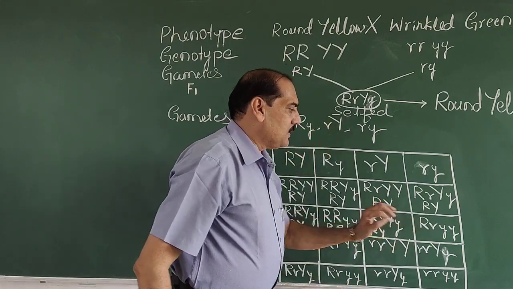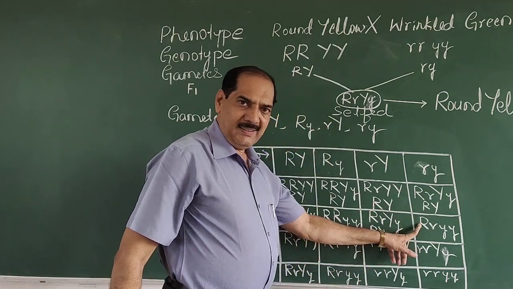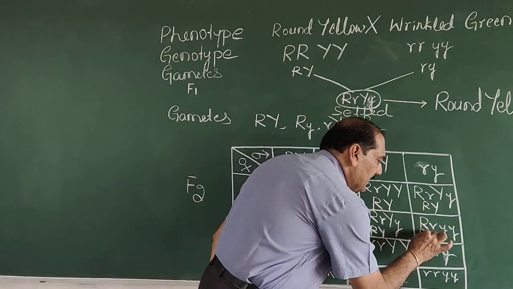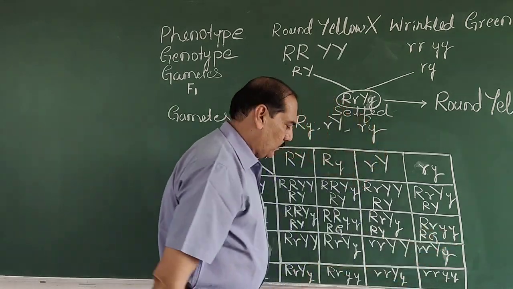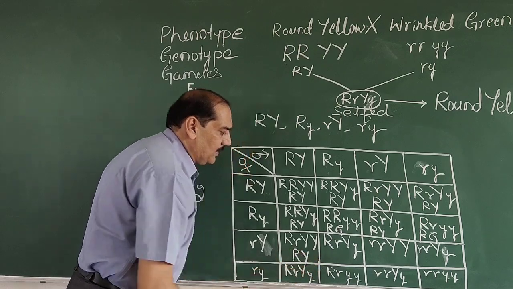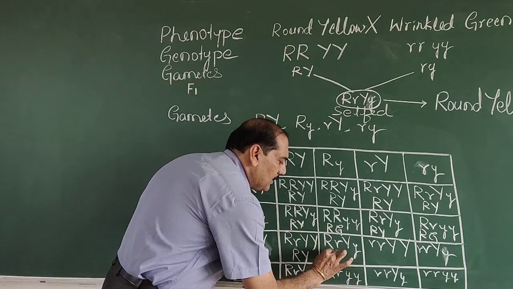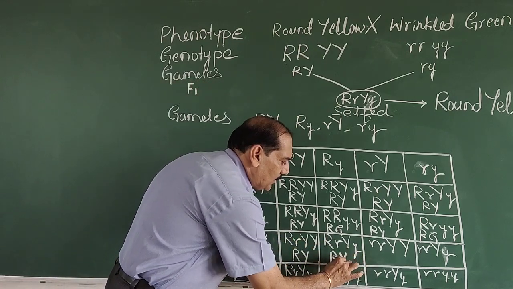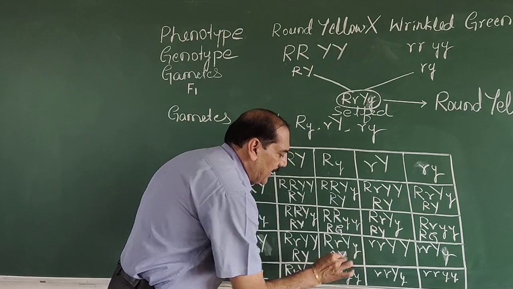Round yellow. This one also the same. It produces round and green seeds. Okay, this is round yellow. Round yellow. It is also round yellow. Round yellow.